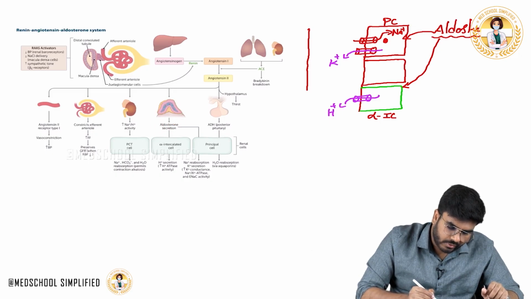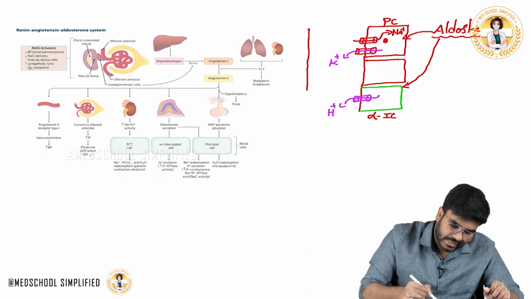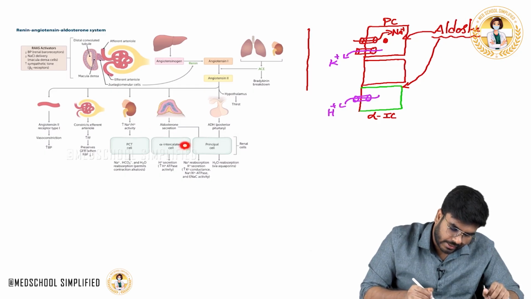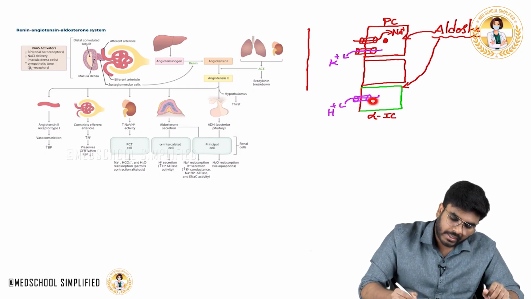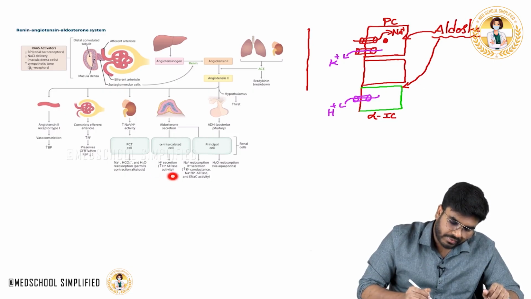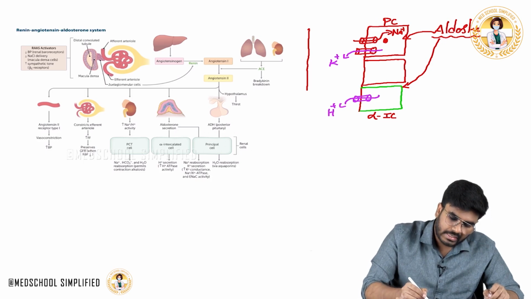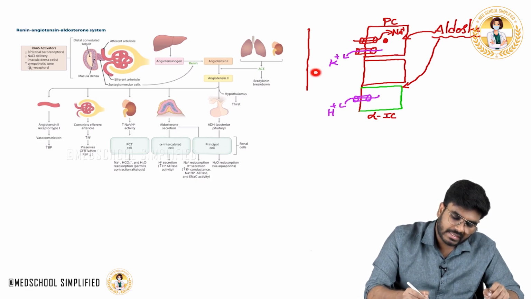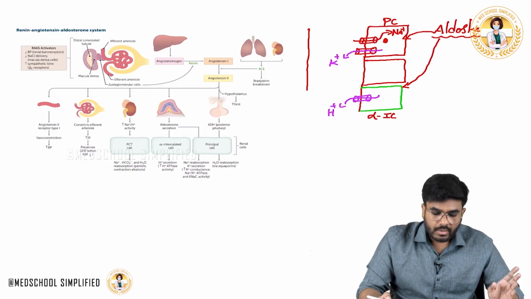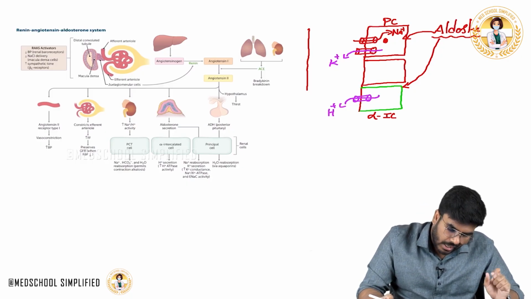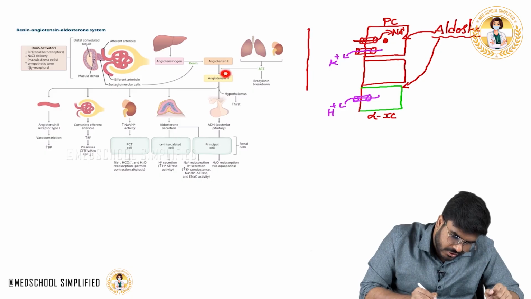Now what will this aldosterone do? Aldosterone will act on the principal cells as well as intercalated cells. By acting on the intercalated cell, it throws the protons out of the body, so proton secretion. Aldosterone, by acting on the principal cell, helps in reabsorption of sodium and secretion of potassium. And the last important function which I want you to know is of angiotensin II.